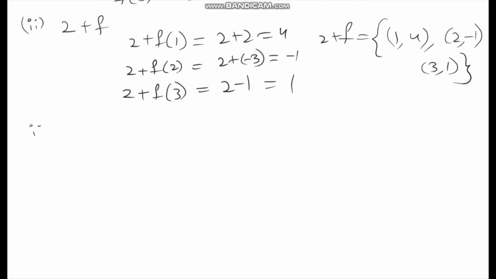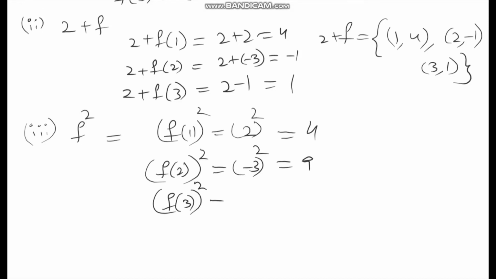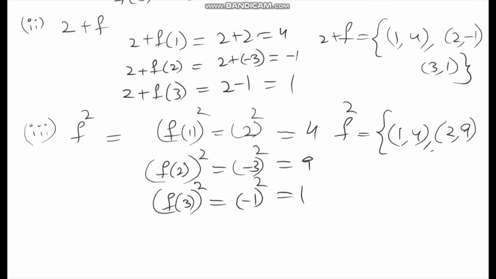And the third one is f square, that equals f of 1 whole square. We have that f of 1 equals 2, so this is 2 square, that equals 4. f of 2 whole square equals minus 3 whole square, that equals 9. f of 3 whole square equals minus 1 whole square, that equals 1. So f square will be equal to {(1, 4), (2, 9), (3, 1)}.